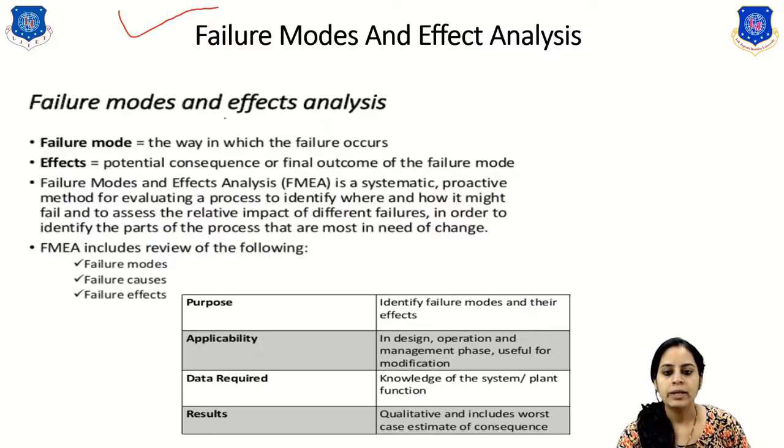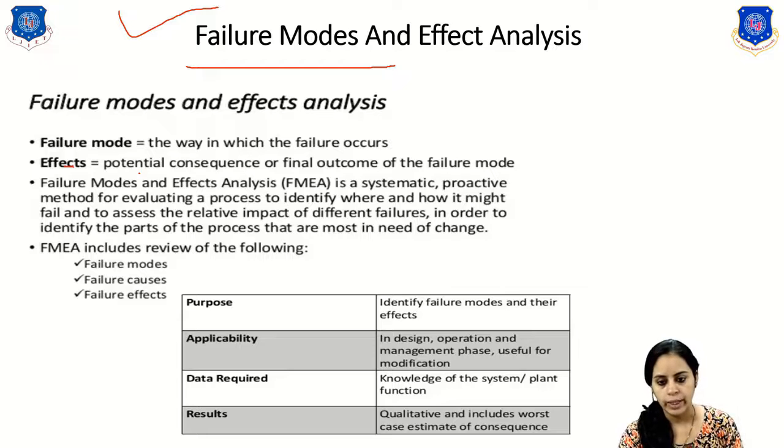Now, the second analysis method is failure modes and effect analysis. Failure mode means the way in which the failure occurs. Effect means the potential consequences or the final outcome of the failure mode. Failure mode and effect analysis is a systematic, proactive method for evaluating a process to identify where and how it might fail, and to assess the relative impact of the different failures in order to identify the parts of the process that are most in need of change. It includes the review of failure modes, failure causes and failure effects.